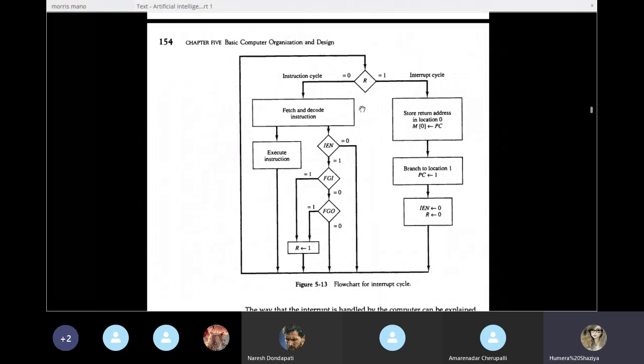Like we have an instruction cycle, we also have an interrupt cycle. In the instruction cycle, an instruction is executed by following 4 phases: fetch, decode, read, and execute. When an interrupt cycle executes, we have to understand what happens. There is a flip-flop again, R. This R will determine whether it is the interrupt cycle or the instruction cycle. If R is 1, it is the interrupt cycle. If R is 0, it is the instruction cycle.